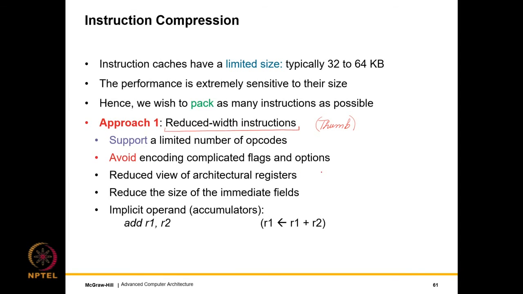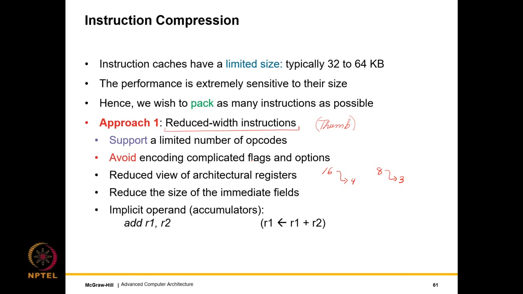Also, in the regular ARM ISA we can see 16 registers, in the thumb ISA we can see only 8. So we see a reduced view of architectural registers. This reduces the number of bits required to encode the registers. For example, if we are seeing 16 registers, then for each register, be it a source or destination, we need 4 bits. But if we are only looking at 8 registers, then we need 3 bits. In many cases, we don't need that many registers, so we can afford to live with a reduced view of the number of registers. Similarly, we can also reduce the size of the immediate fields.